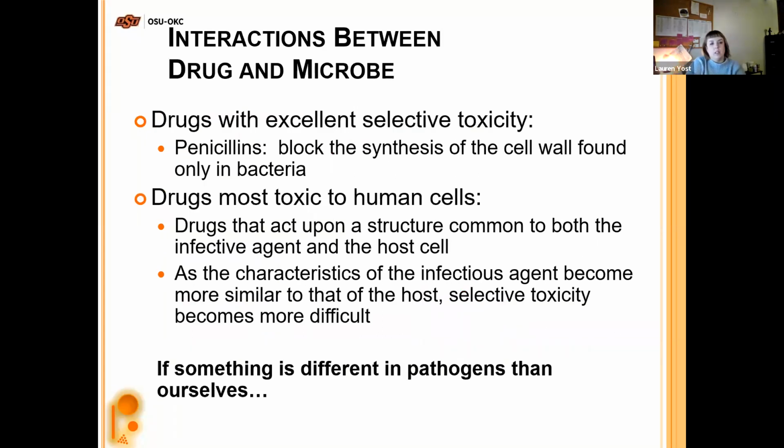So for drugs with excellent selective toxicity, we can start with the penicillins. They block synthesis of the cell wall that's found only in bacteria. So that's not going to affect our body at all. Drugs that are most toxic to human cells are ones that act upon structures that are common to both bacteria and us, like DNA or something like that. As characteristics of the infectious agent become more similar to that of the host, the selective toxicity becomes more difficult to control. We're especially talking about viruses, whenever they are hijacking our own machinery, right? So we want to target anything that is different in the pathogen compared to ourselves.